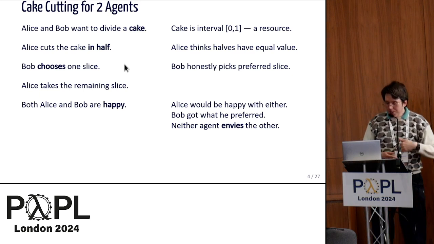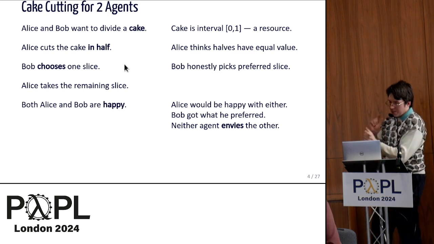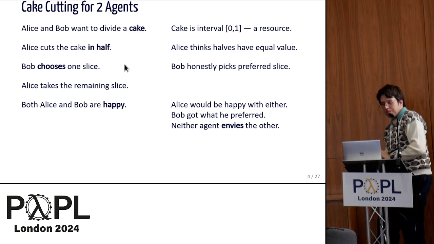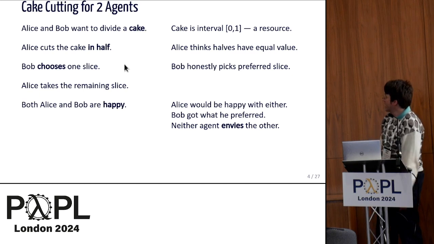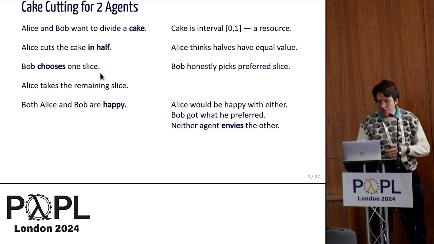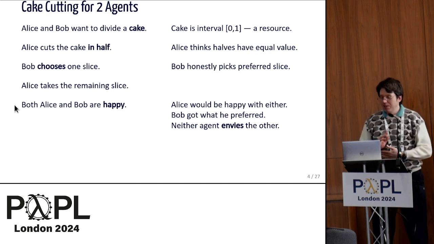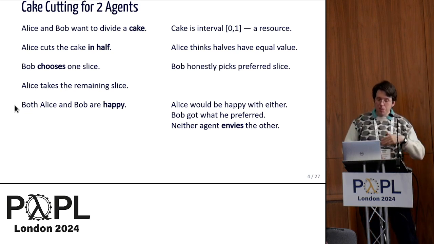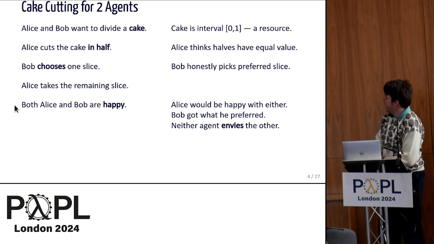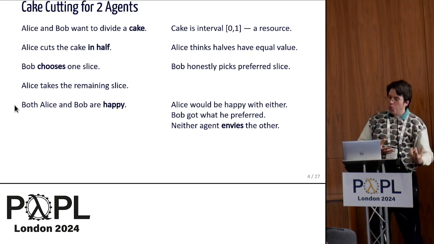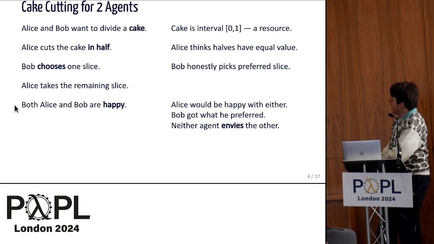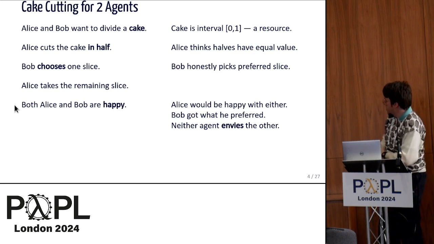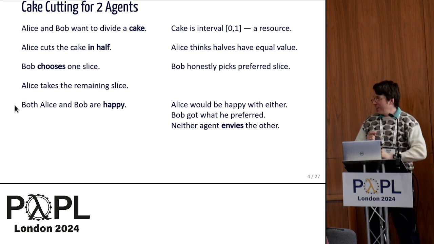When Bob chooses a slice, he's looking at the two slices and saying which one he thinks is bigger or more valuable to him, and he's going to pick honestly which one he prefers. So ultimately, Alice ought to be happy with either slice because according to her, they have the same value, and Bob got to choose what he preferred. And if the whole cake had a value of 1, then one of the two slices must have a value of at least a half. So ultimately, they should both be happy, and neither agent should envy what the other got.